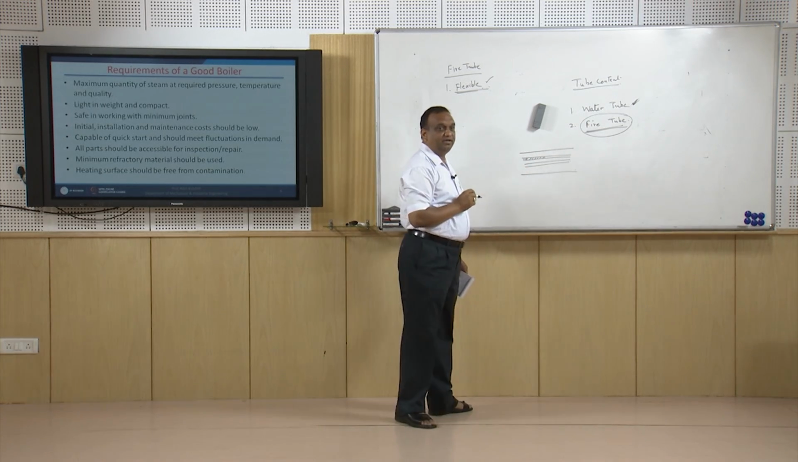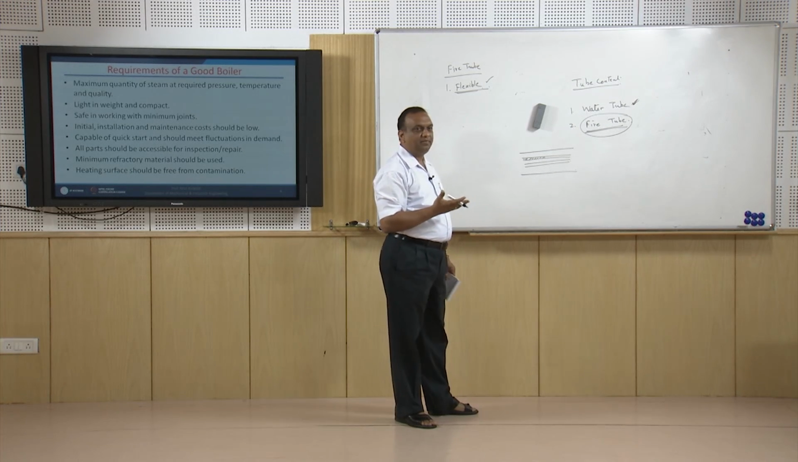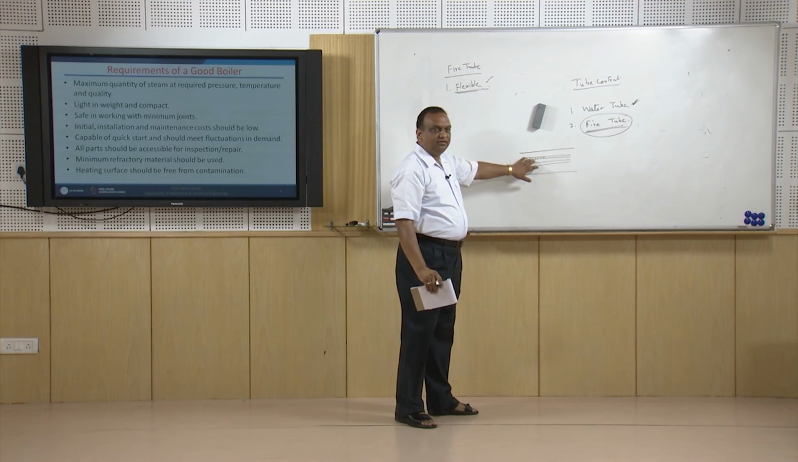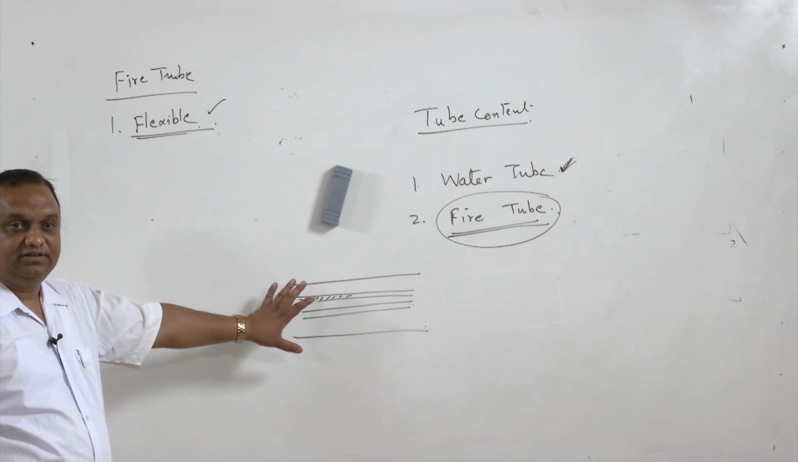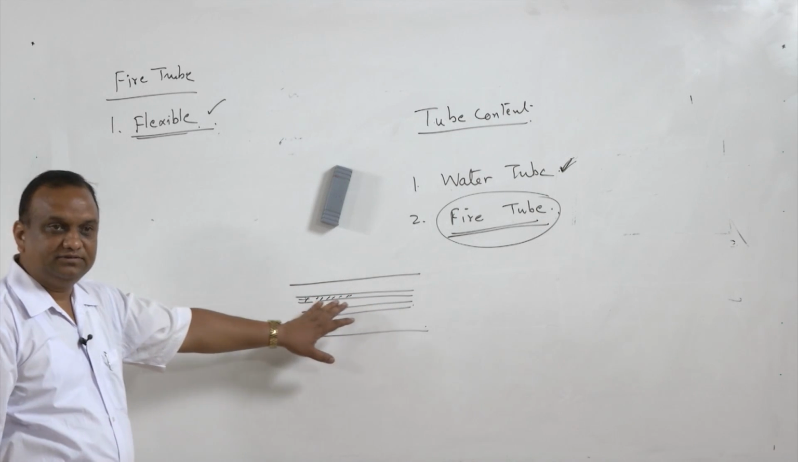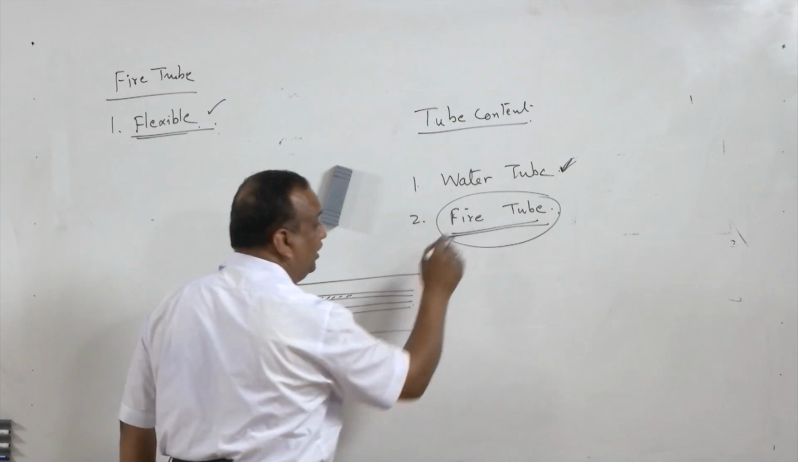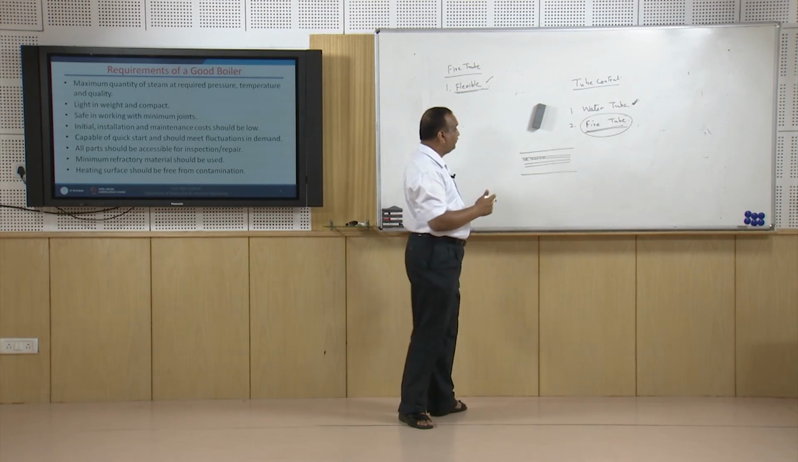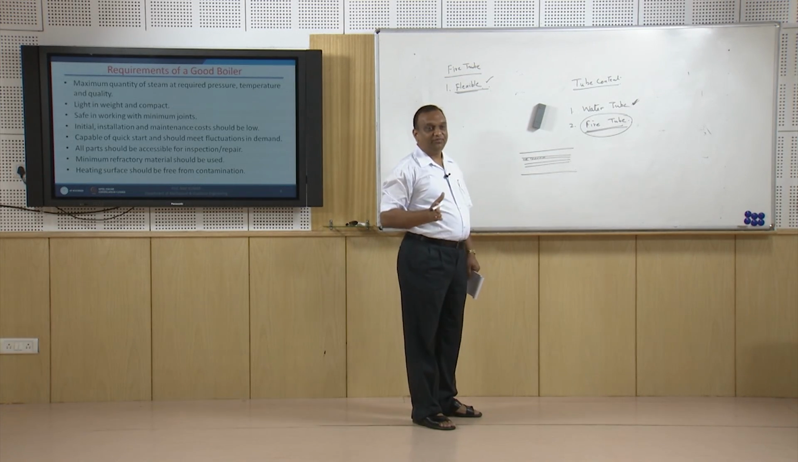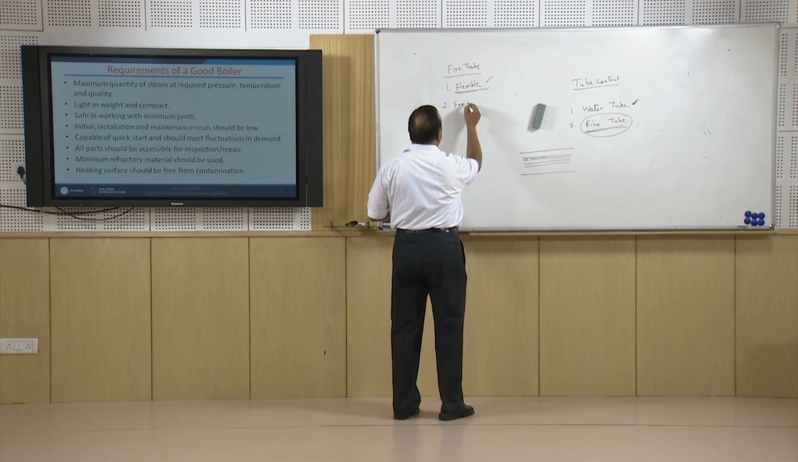Second is, if there is a feed water failure, failure can take place anywhere and at any stage. In a water tube boiler, if the feed water supply system fails, overheating of tubes will take place. In case of a fire tube boiler, because the shell is filled with the water, if there is a failure in the supply of feed water, the damage will not be that severe. So, that is another advantage of fire tube boiler.